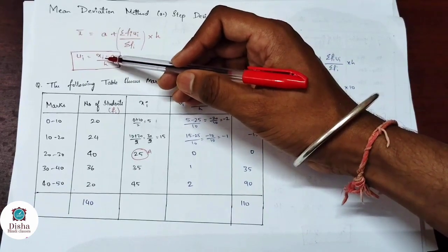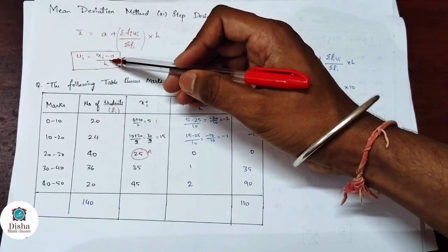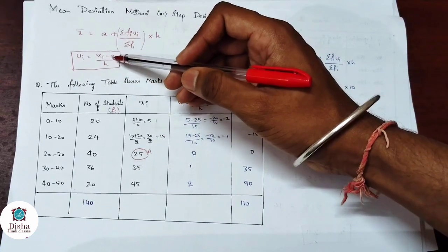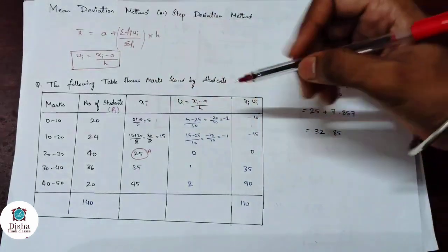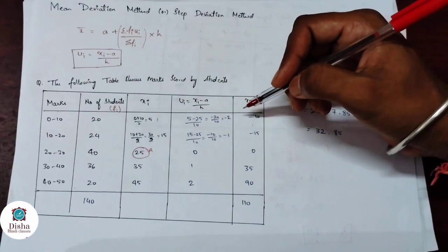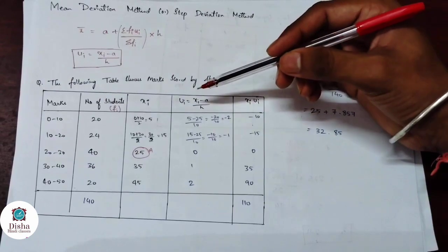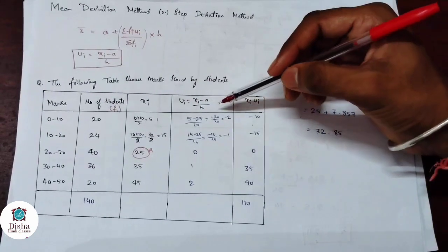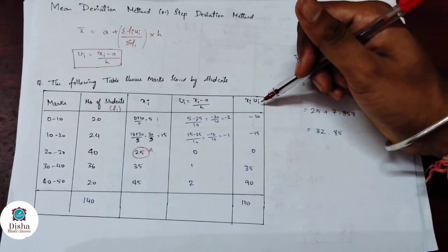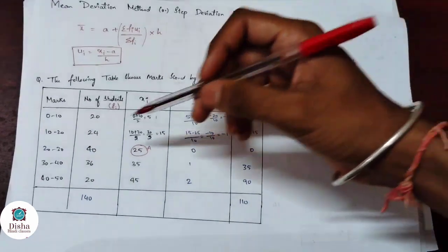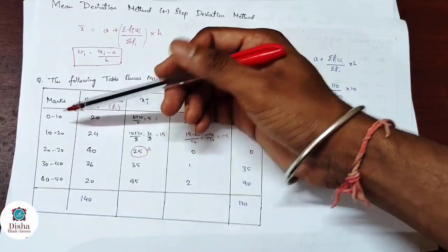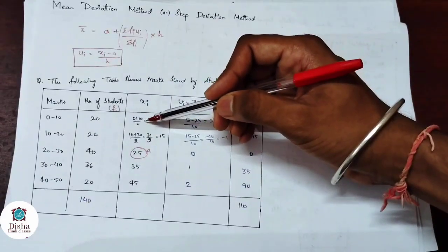ui is the mid value minus the assumed mean, divided by h, the height of the observations or class intervals. That is, xi minus a divided by h. So here we have the following table, with marks and number of students given. Then we will calculate the mid values, then the ui, then xi ui. In the class intervals, we have the lower limit as 0 and the upper limit as 10, so the mid value will be 0 plus 10 divided by 2.